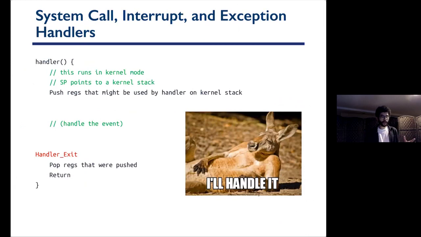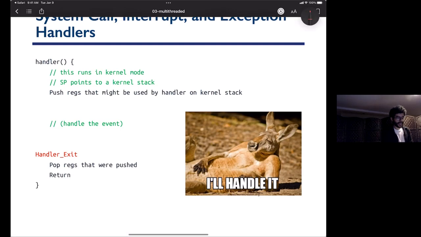So this is a typical handler. And as we saw previously, there might be different types of handlers, right? You might have an interrupt handler for the timer, a divide by 0 handler, or a system call handler. But if you look at them, they usually have this skeleton. Usually at the beginning of your interrupt handler, you push the registers that might change during the handling of this interrupt, right?